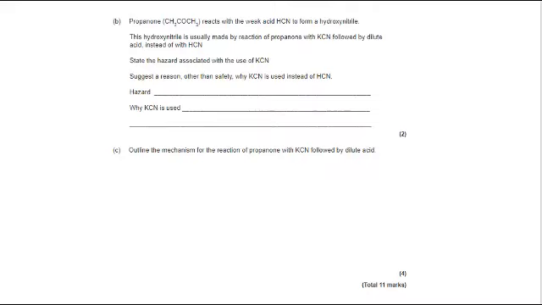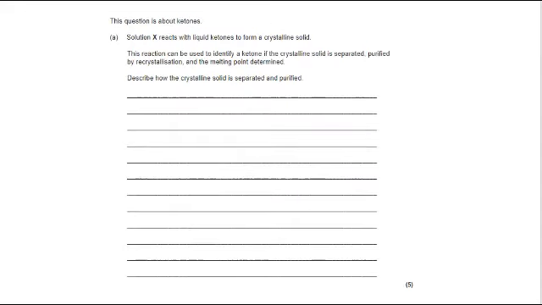And here we've got parts B and C. So now you've had a chance to go through that for yourself, let's take a look at some of the answers. And you can see that here the question is about ketones. We've got solution X reacting with liquid ketones to form a crystalline solid. The reaction can be used to identify a ketone if the crystalline solid is separated, purified by recrystallization, and the melting point determined. Describe how the crystalline solid is separated and purified.